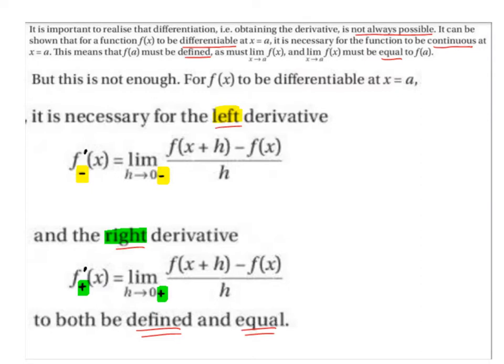So in order for f of x to be differentiable at x is equal to a, the left derivative and the right derivative must both be defined and they must be equal to each other. For a recap on how limits are defined and equal, left limits, right limits, and so on, you can have a look back at the previous few videos.